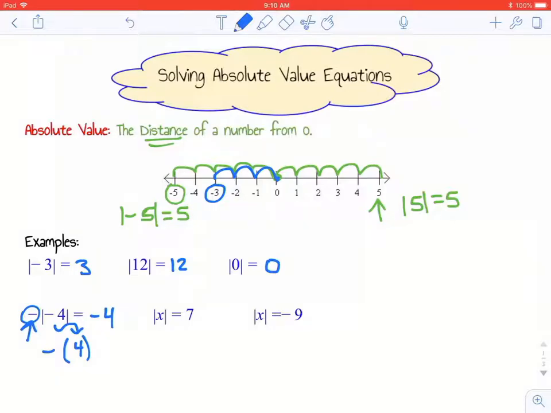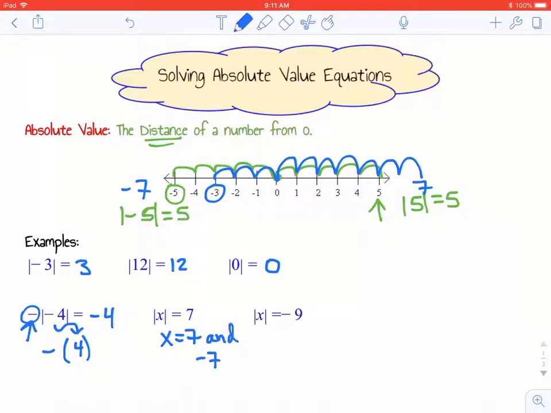In the next example, we have the absolute value of x equals 7. So you want to think about what number would have a distance of 7 from 0. If we think about 7 units away from 0, that would give us 7 or negative 7. So we would just simply say x could be 7 or negative 7. Or actually a better word is both. So let's put and. It's both.